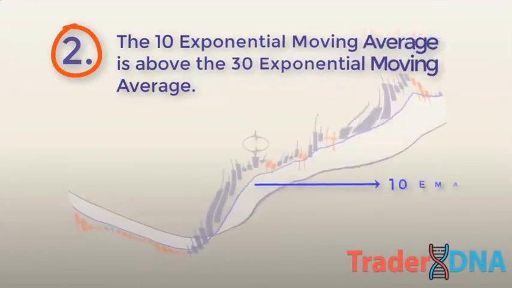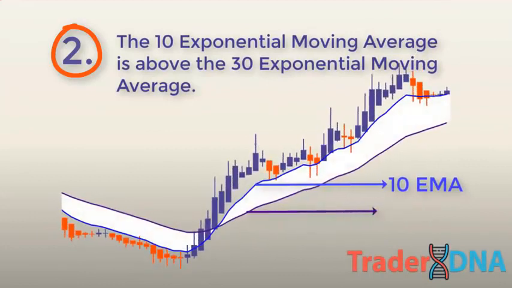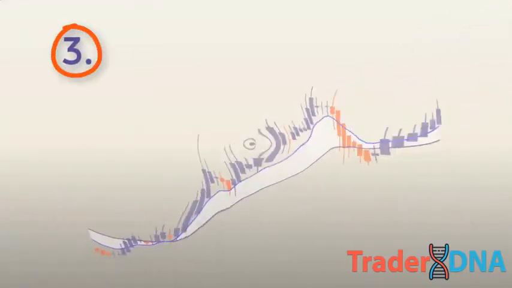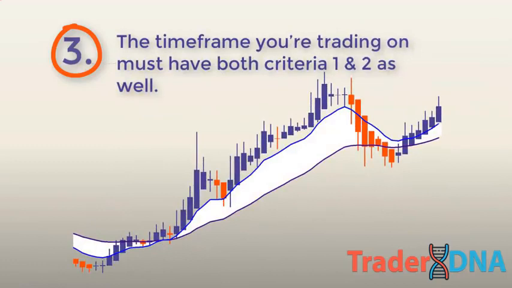Criteria number 2. The 10 exponential moving average is above the 30 exponential moving average. I use the 10 EMA and 30 EMA to determine the momentum of the trend. Criteria number 3. The time frame you're trading on must have both criteria 1 and 2 as well.